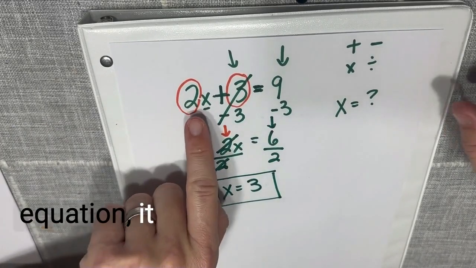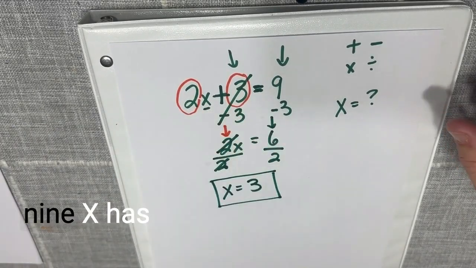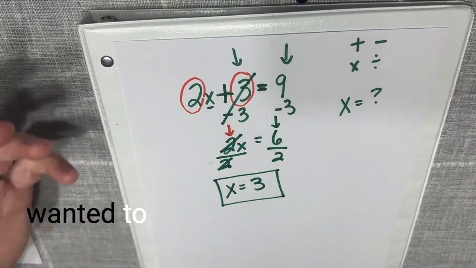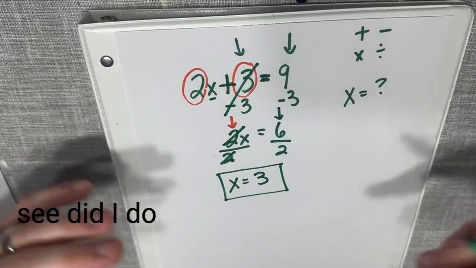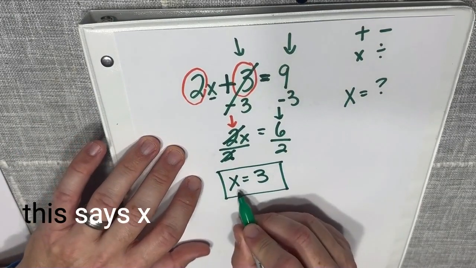So when we had the beginning equation, it started off 2x plus 3 equals 9. x has to be 3. And if you wanted to double check yourself, you could. You don't have to do this, but if you just want to double check and see, did I do it correctly? If we substitute, it says x equals 3.